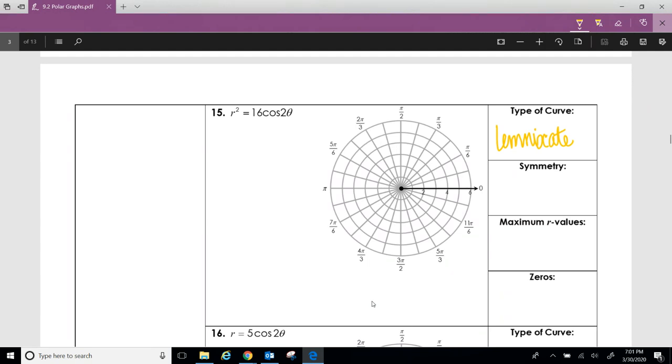All right, and if we're talking about cosine, we know we're going to be symmetrical about the polar axis. When we graph this, you're going to see we've got a couple other symmetries, but right now we're just going to say polar axis.